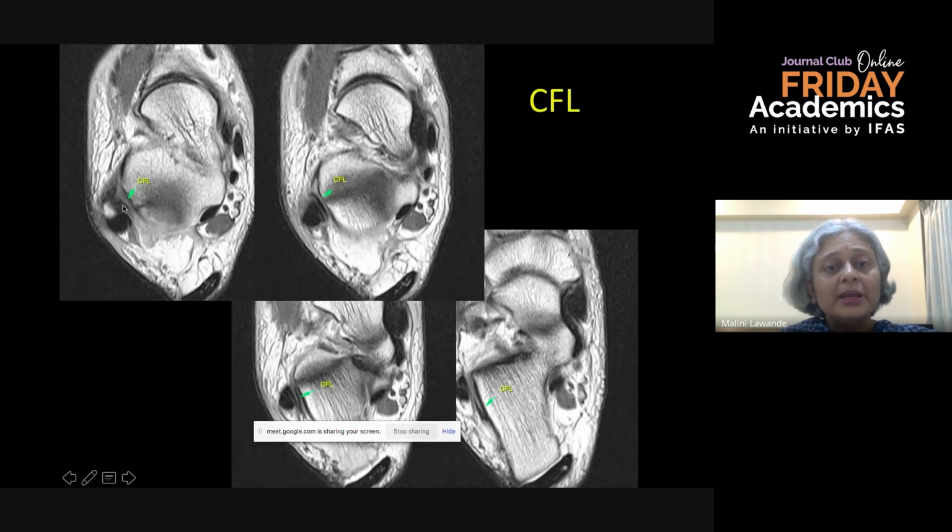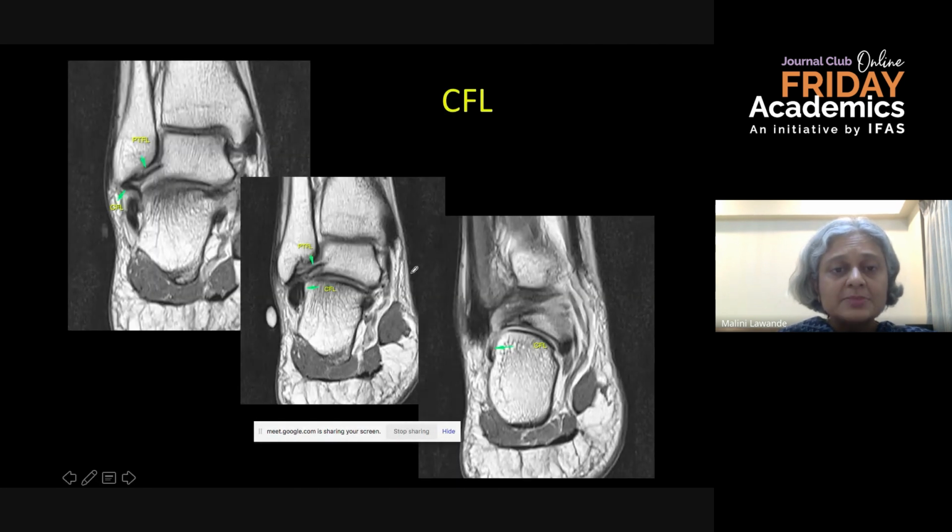The calcaneofibular ligament, we can see deep to the peroneal tendon. This here is the peroneal tendon, and deep to it, this is the calcaneofibular ligament. But the calcaneofibular ligament is better appreciated on the coronal images. On coronal images, we start tracing it from its calcaneal attachment. Then you can see here the mid substance, and this is the peroneal tendon, just superficial to it. And here you can see the fibular attachment of the calcaneofibular ligament.